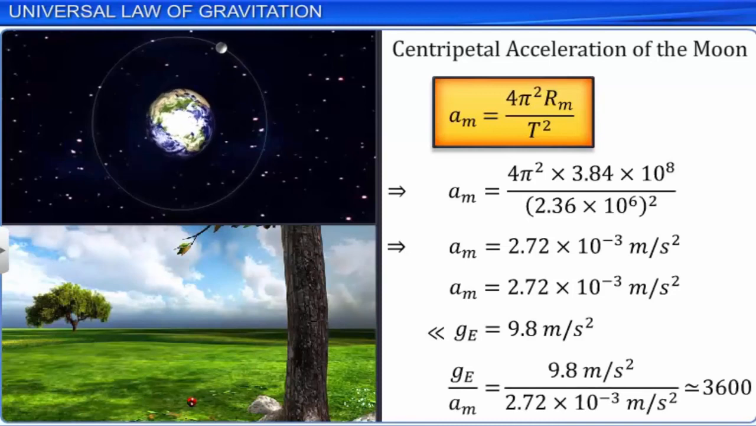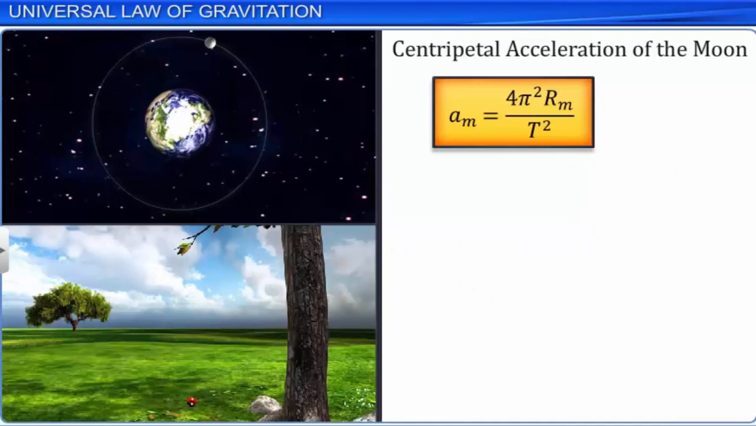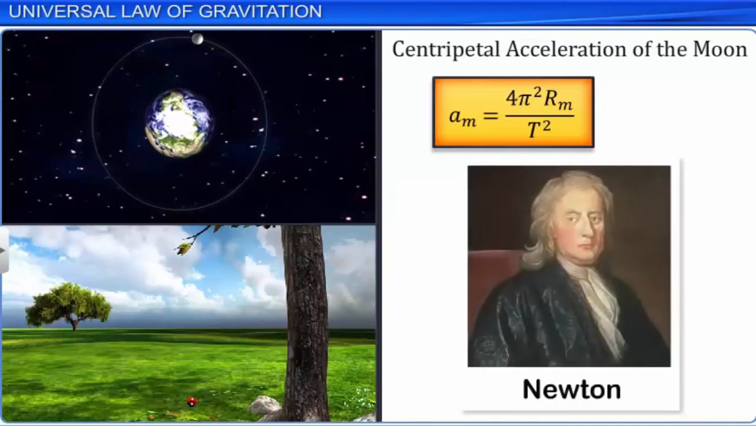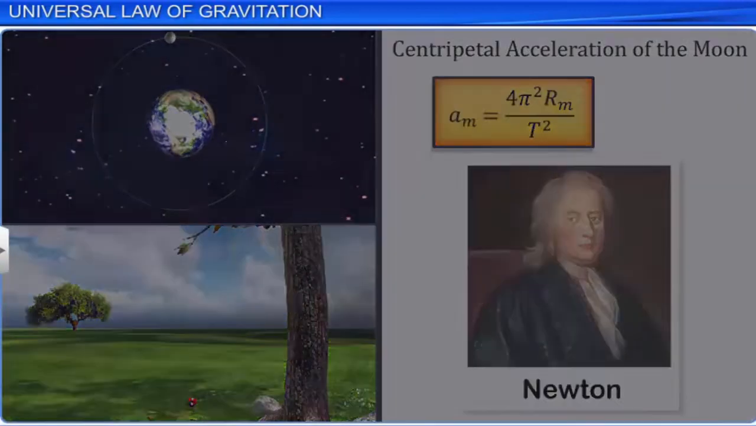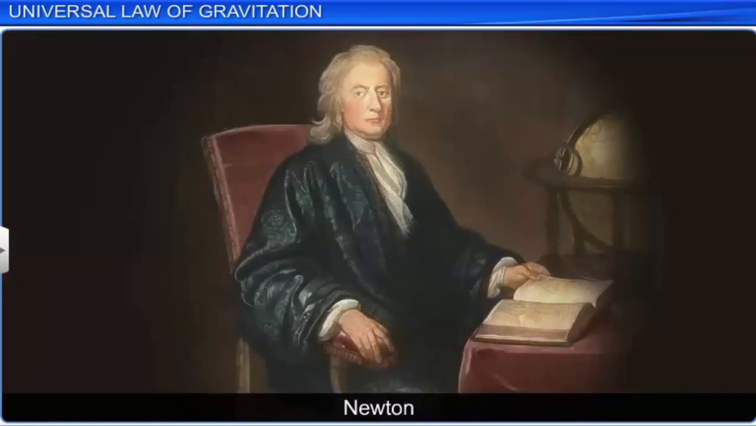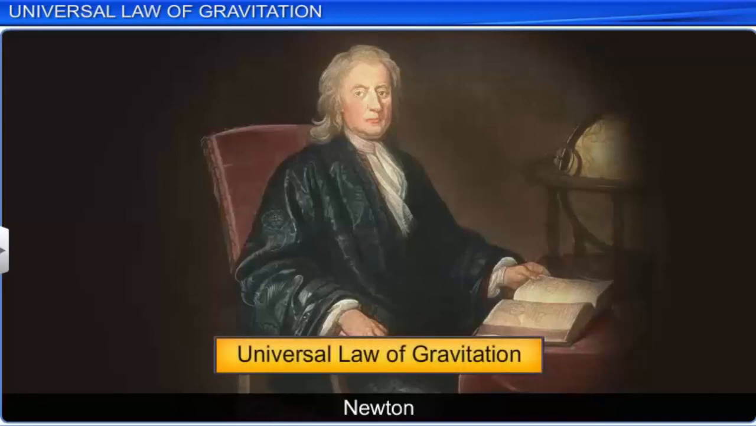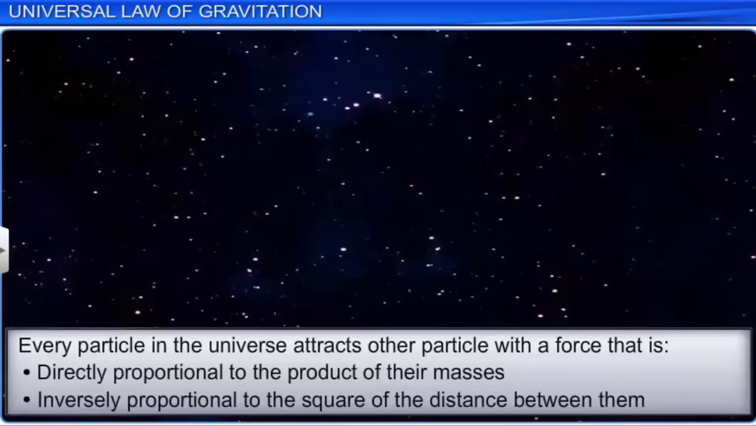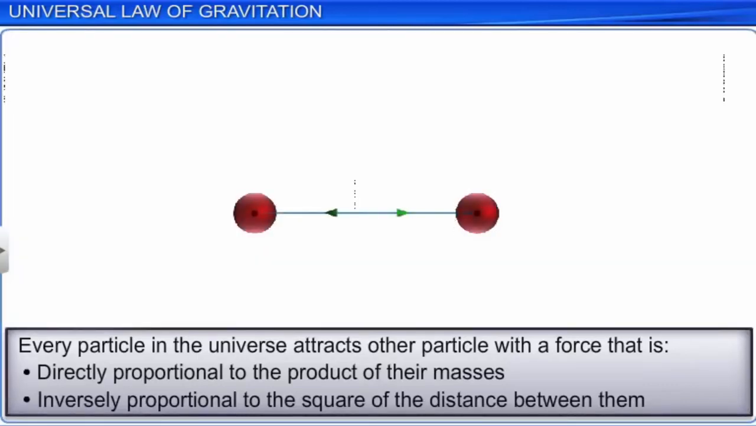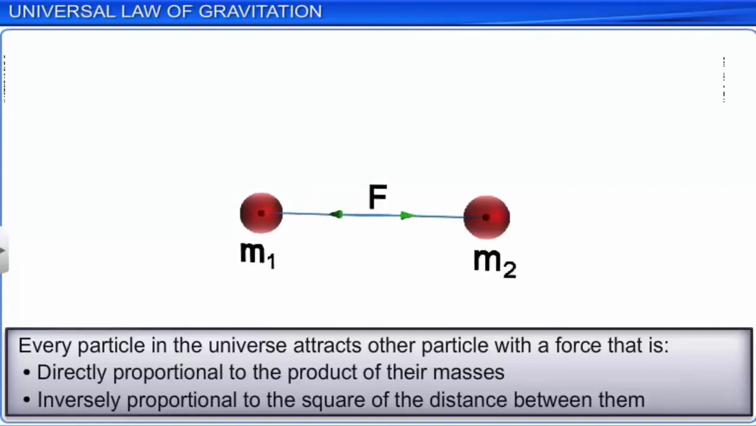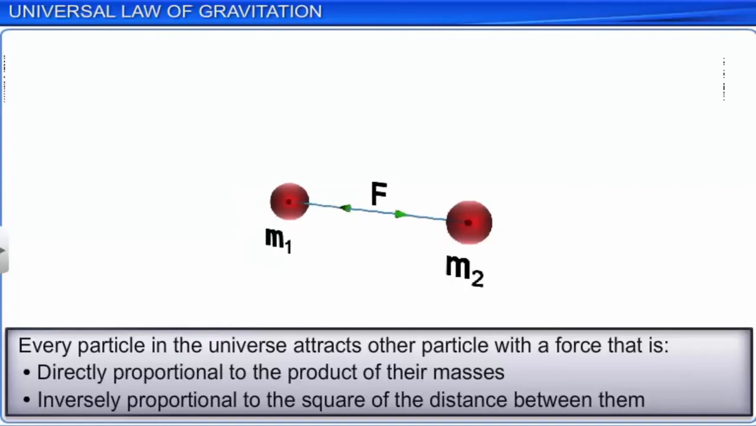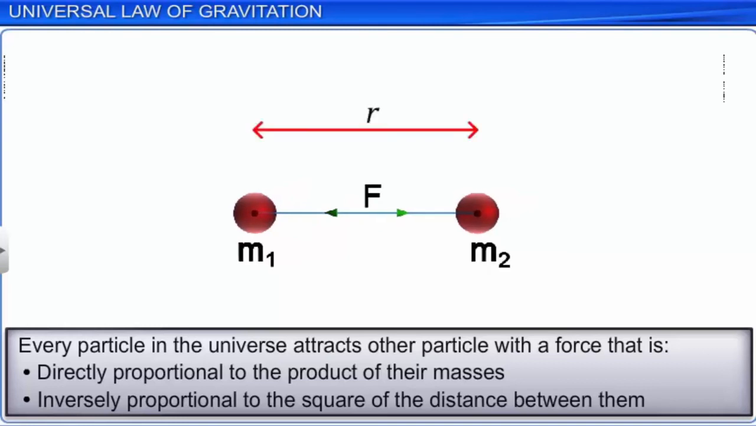From this observation, Newton concluded that the magnitude of the Earth's gravitational force decreases with distance. Thus, based on the observations regarding forces, Newton proposed the Universal Law of Gravitation. It states that every particle in the universe attracts every other particle with a force that is directly proportional to the product of their masses and inversely proportional to the square of the distance between them. Thus, the law can be expressed as shown here.